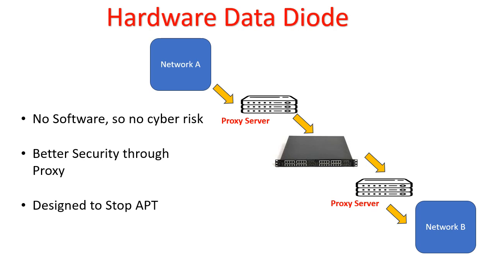Okay, so as you can see here, the communication needs to go from network A to network B, and in that case, the data first goes into the proxy server. From the proxy server, it goes to the hardware data diode, and then again goes to the proxy servers of network B, and then the data comes to network B.